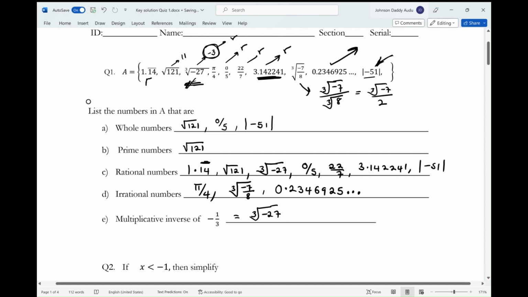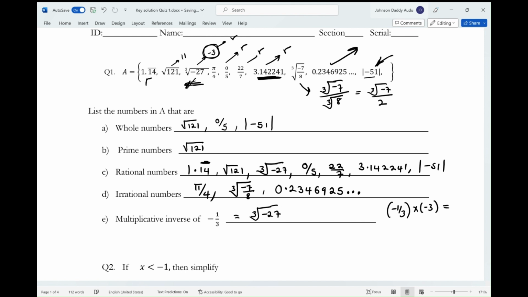Because we know that the cube root of minus 27 is minus 3, right? And if you multiply 1 over 3 times minus 3, it's going to give you 1. So it means that this is the multiplicative inverse of this one. So we took the cube root of minus 27 from where? From the list, from your A. This is the A here. It is an element of A, so we can pick it directly.